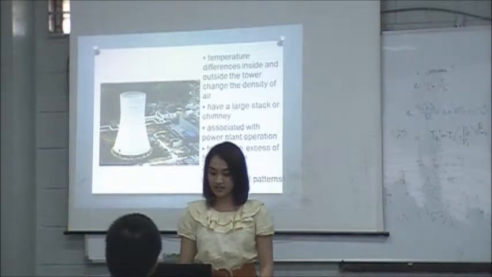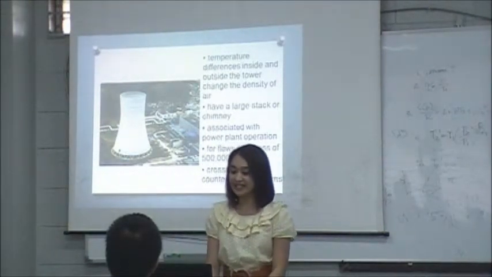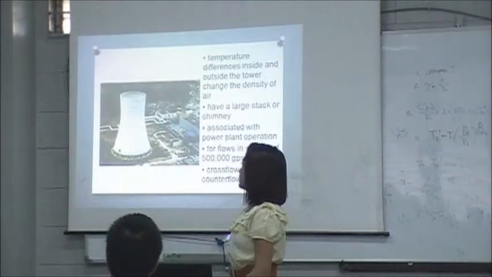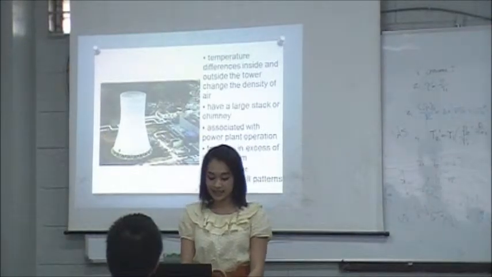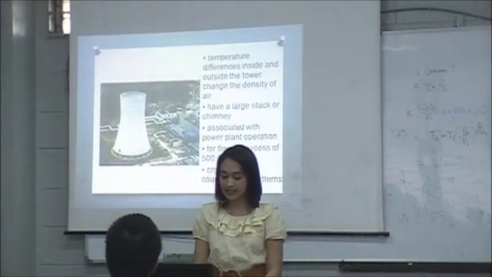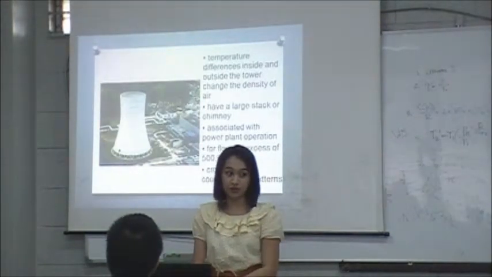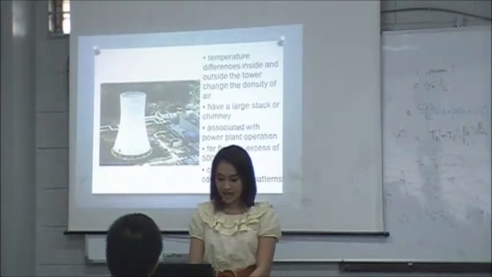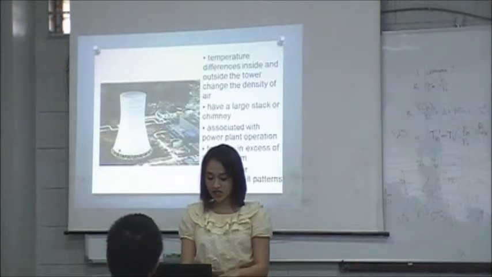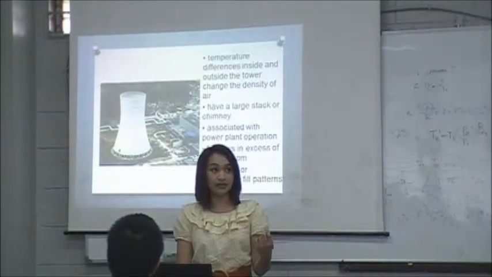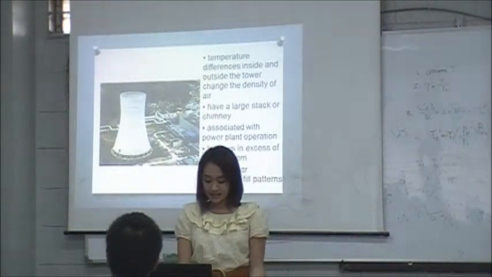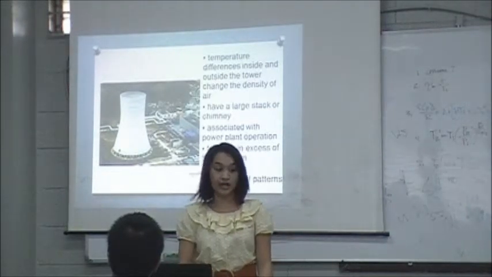Next is the natural draft hyperbolic cooling tower. This is a picture of a hyperbolic tower. The mechanism is that the temperature difference inside and outside the tower changes the density of air, therefore producing the airflow in the tower. It has a large top or chimney. The cross section is enlarged at the top of the tower, so that kinetic energy is converted into pressure energy, which then assists in dispelling humid air to the atmosphere.